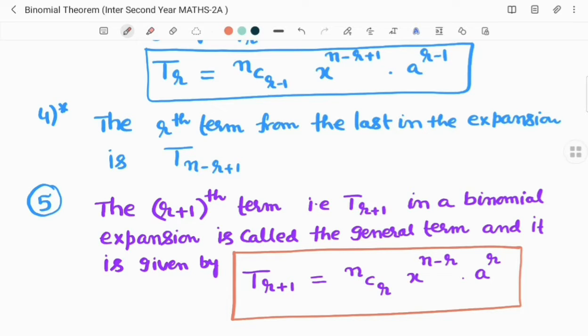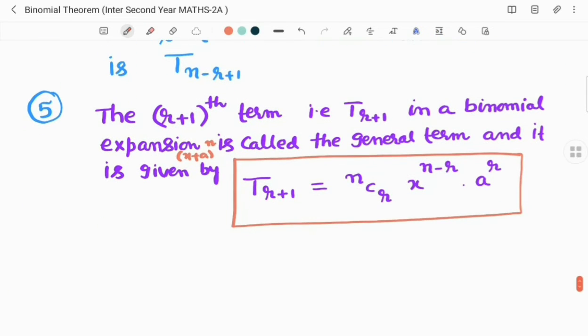This is very, very important, dear students. You make a note. What is the general term of the expansion (x + a)^n? In a binomial expansion, you have to mention x plus a whole power n. T_(r+1) equal to nCr x^(n-r) a^r. This is called the general term of the binomial expansion.